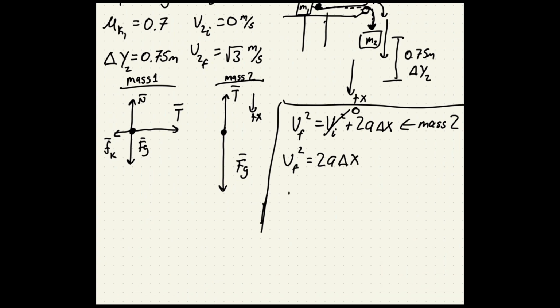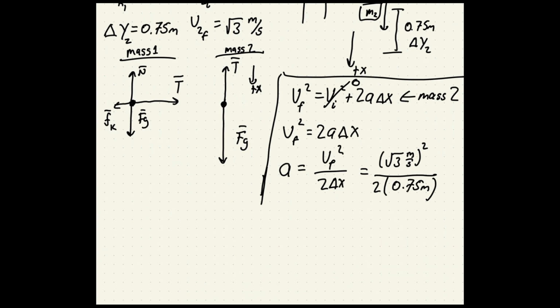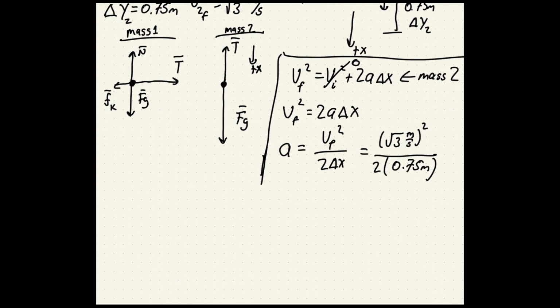So I can solve this for my acceleration by dividing both sides by 2 delta x, and I get v final squared over 2 times delta x is equal to my acceleration. I know what my v final squared is. That is square root of 3 meters per second, and that gets squared. I divide that by 2 times delta x, which is that 0.75 meters that mass 2 will fall. Plugging this into a calculator, square root 3 squared is going to be 3. I divide that by 2, and I divide that by 0.75. So basically, I'm taking 3 divided by 1.5, which is just half of 3, so I get 2.